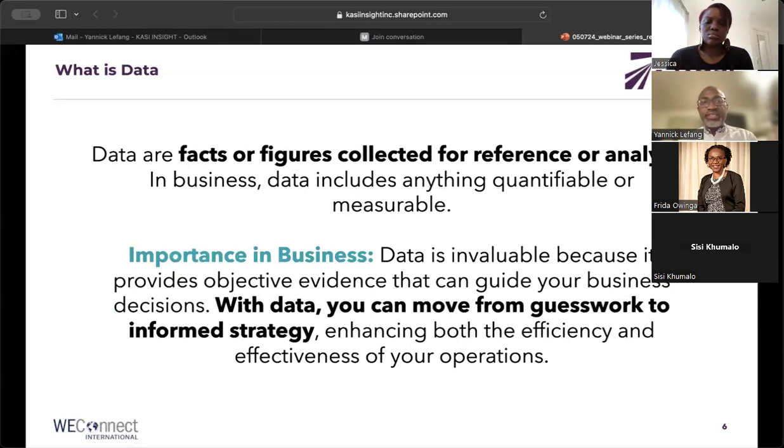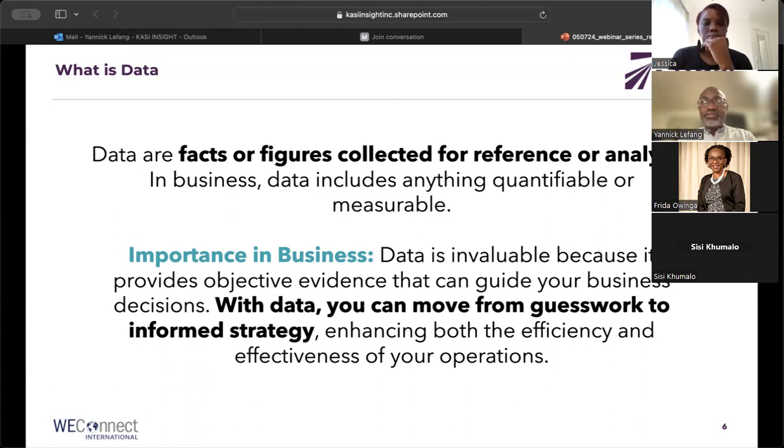So that's the story I wanted to start with to highlight and showcase data and what is data. Data are really facts and figures collected for reference and analysis, right? And they can come from anywhere. In that case, it was facts and figures collected for reference or analysis in wartime, to make sure that the planes were more resistant. In business, data would include anything that's quantifiable and measurable, right? Anything that you can quantify and that you can measure, it's data.